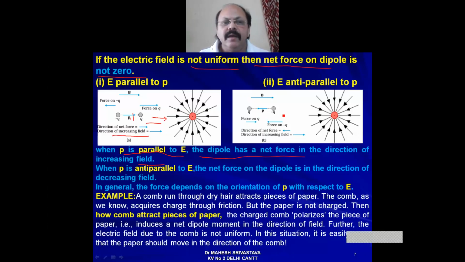But when P and E are anti-parallel, now you see that here it is minus Q charge and plus Q charge. So this diagram is different from the previous one. It means P and E are anti-parallel. In that condition, the dipole is moving away from the source charge. So it means the direction of the force is opposite to the direction of increasing field, that is, towards decreasing field.